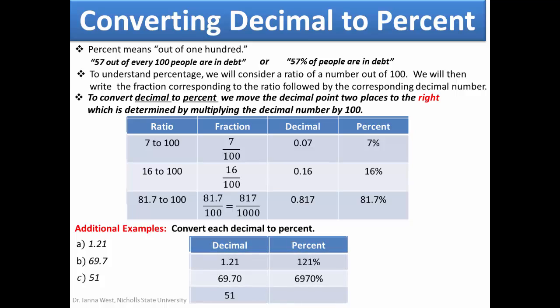For our last example, 51, there is an understood decimal point to the right of the 1. In order to move the decimal point 2 places to the right, we will need placeholders 2 places to the right. 51 is the same value as 51.00. Now, moving the decimal point 2 places to the right gives us 5,100%.